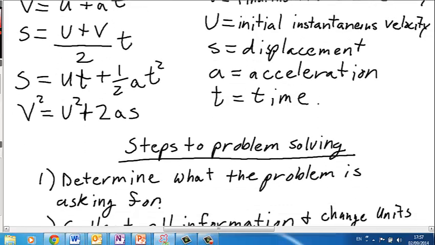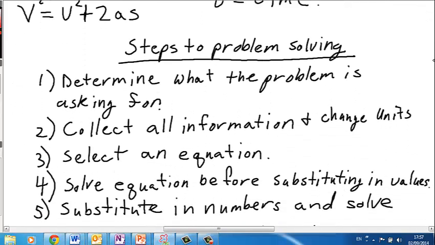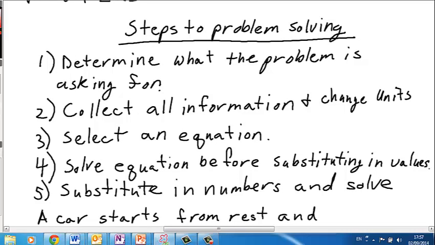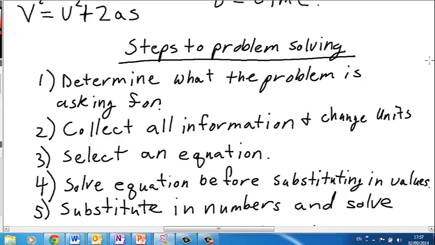When we solve problems using graphs of motion, I think it's easiest if we follow some really simple steps to help us solve these problems. First, before we start the problem, we should read it and determine what the problem is asking for. We can then collect all the information the problem gives us and compile it. At this point, we should probably change any units that might not match each other.